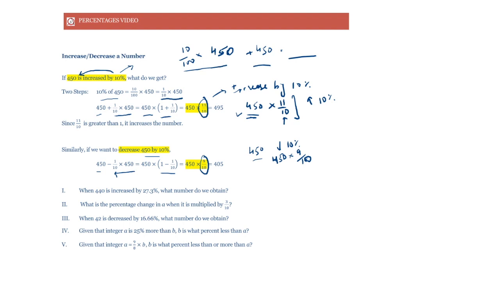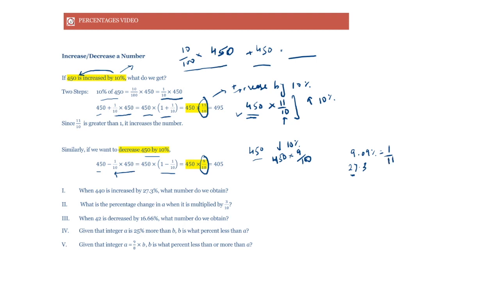When 440 is increased by 27.3%. So first of all, I'm not really sure what is 27.3%. So I'm going to think about it. 27 reminds me of 9, right? So note that this is 9.09%. It is one of our basic fraction percent equivalents that we learned, right? So this is equal to, which we know, 1 by 11.